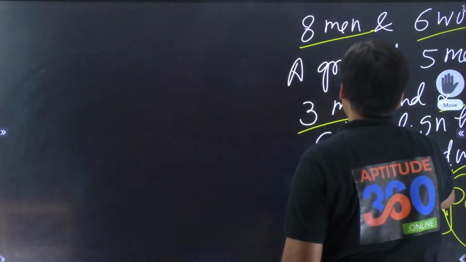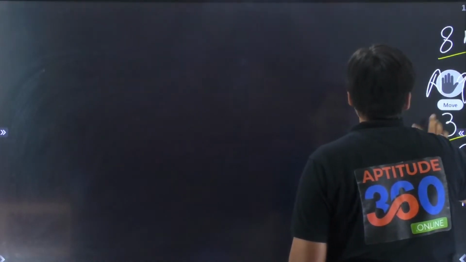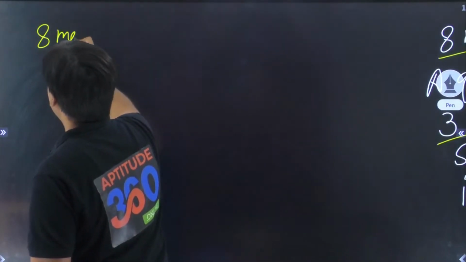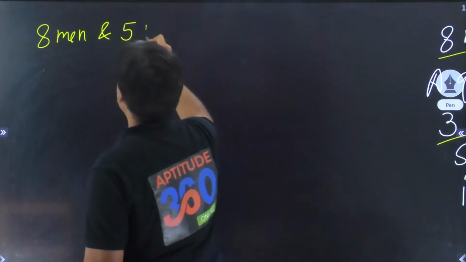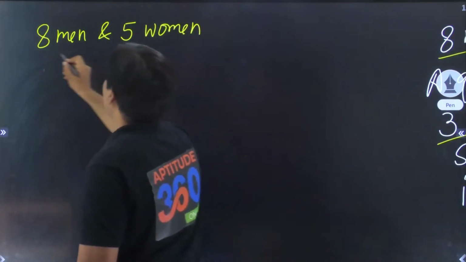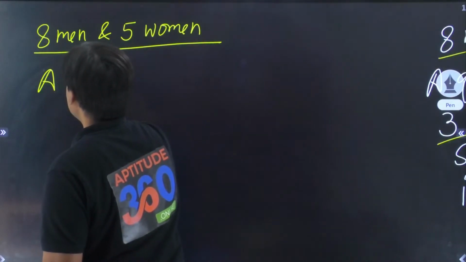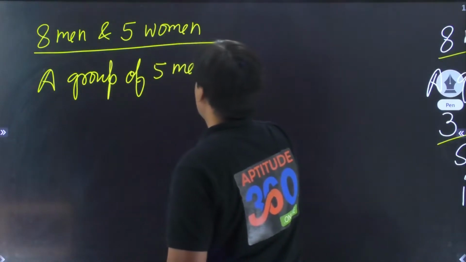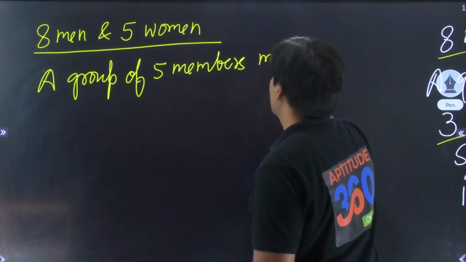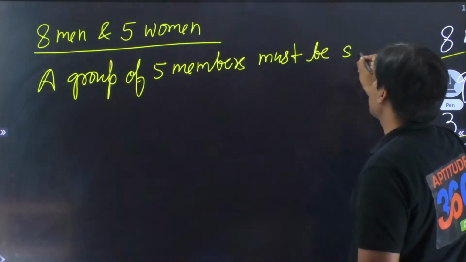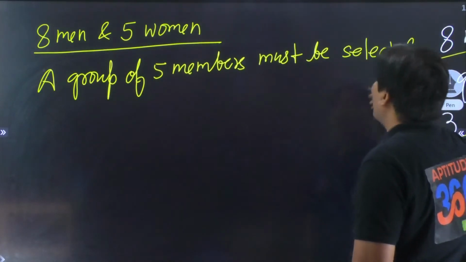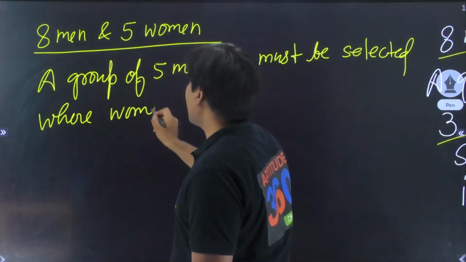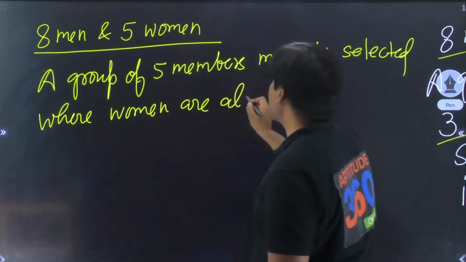Now I have got another problem. UPSC CSAT में ये वाले problem mostly आते रहते हैं. Say for example, you have got 8 men and, चलो यही लेते हैं ना, 5 women. And I say that a group of 5 members must be selected where women are always in majority.